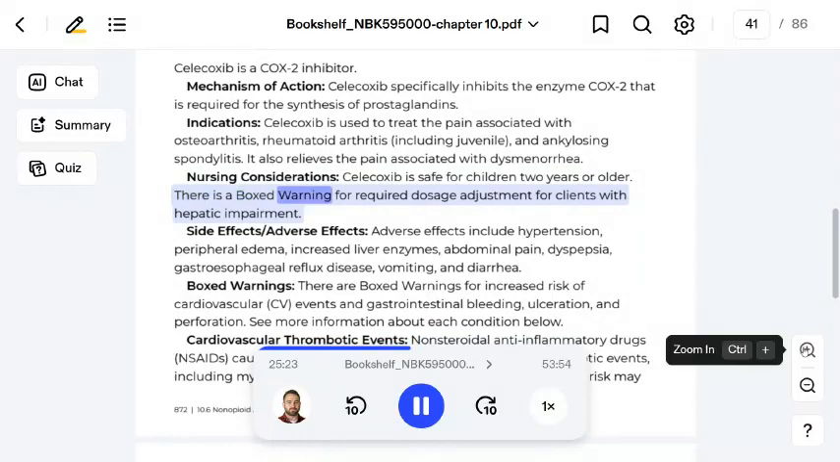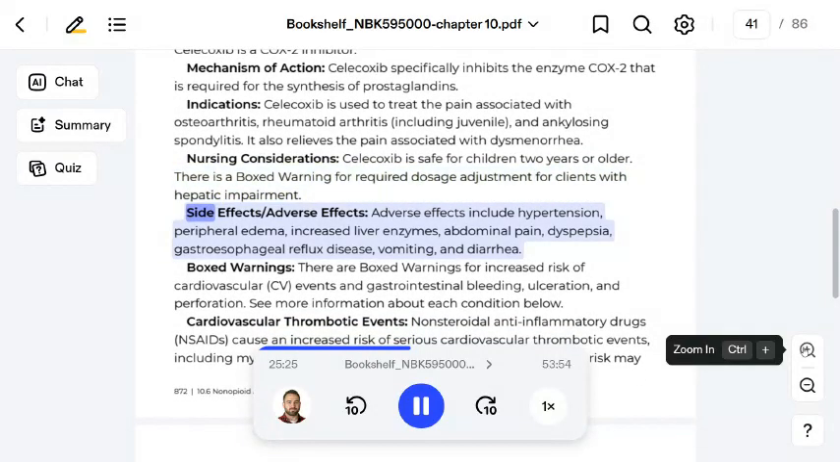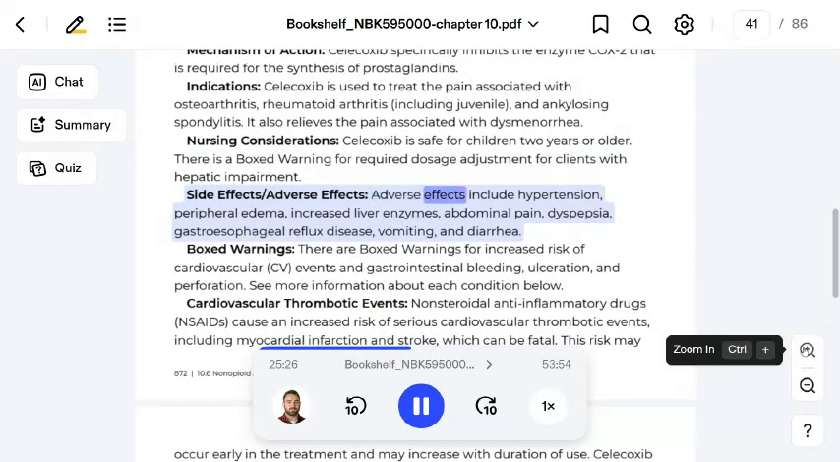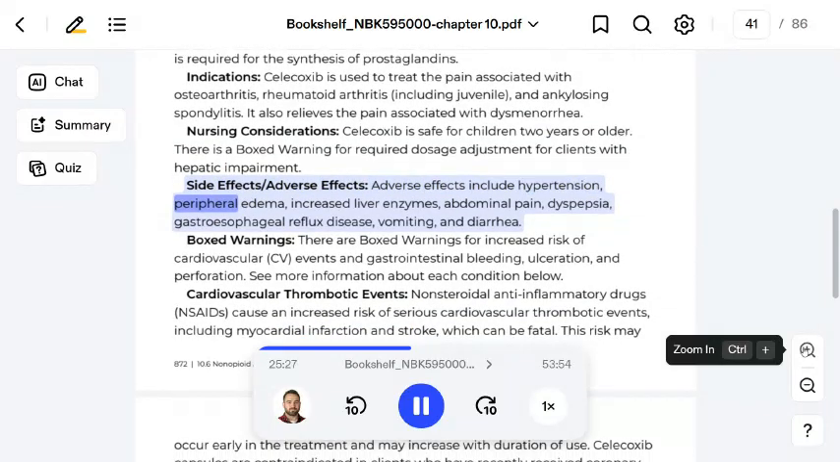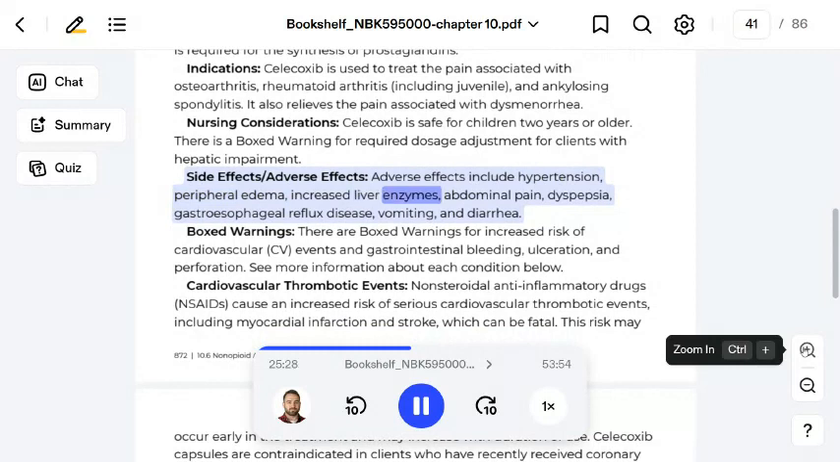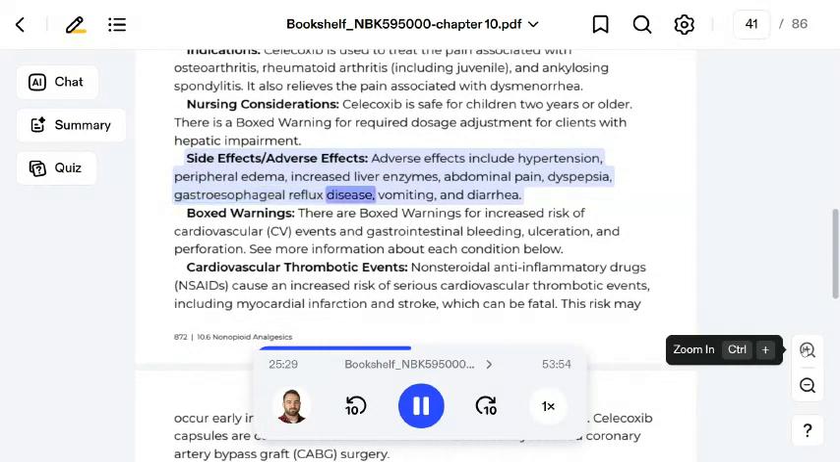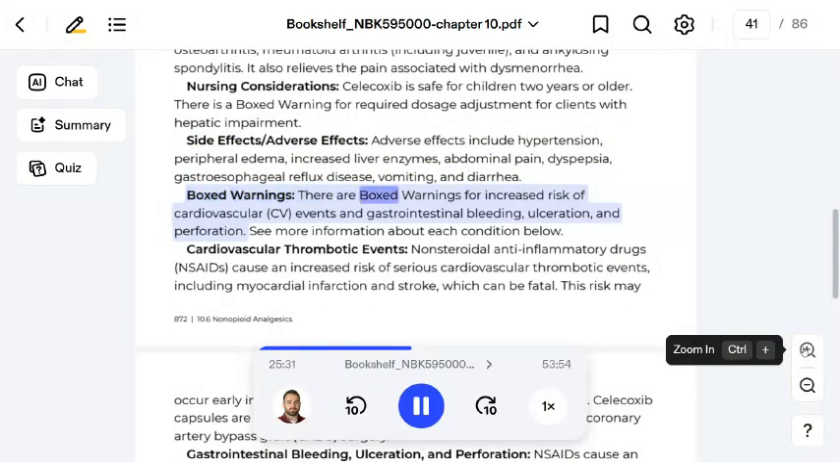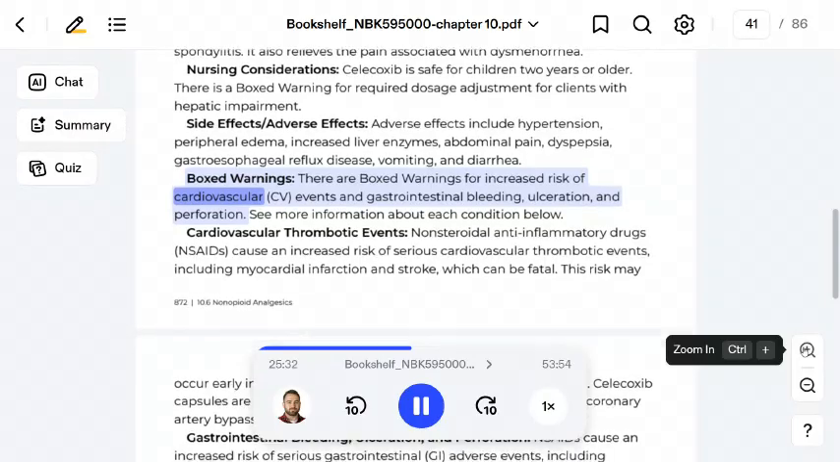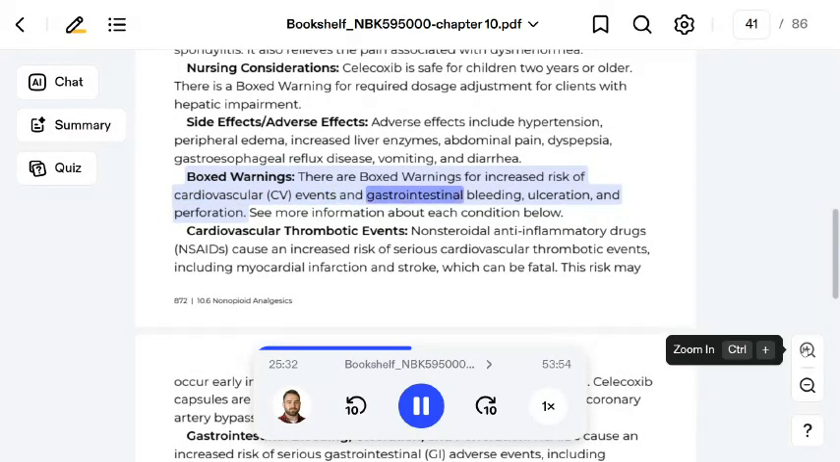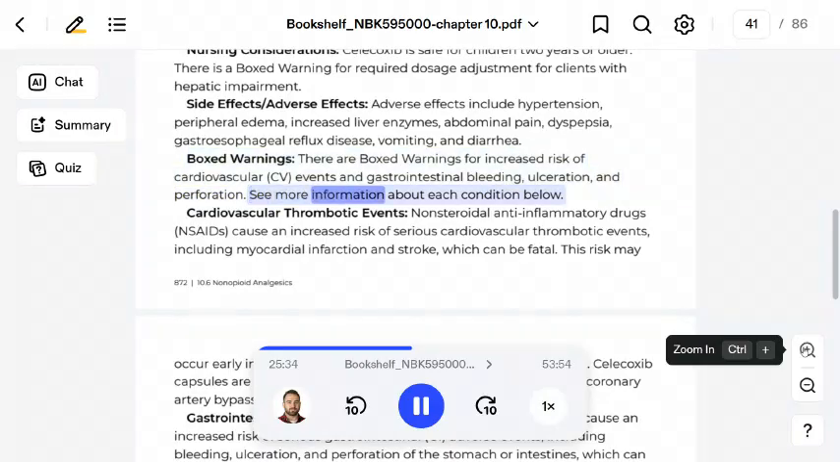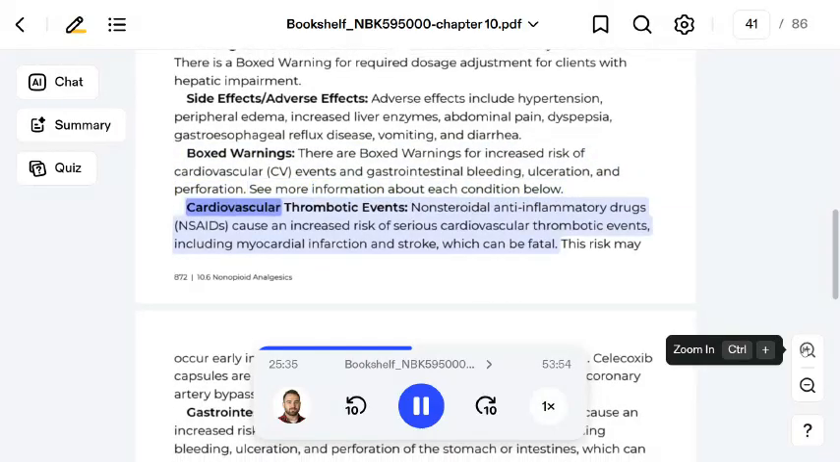There is a boxed warning for required dosage adjustment for clients with hepatic impairment. Side effects: adverse effects include hypertension, peripheral edema, increased liver enzymes, abdominal pain, dyspepsia, gastroesophageal reflux disease, vomiting, and diarrhea. Boxed warnings: there are boxed warnings for increased risk of cardiovascular events and gastrointestinal bleeding, ulceration, and perforation. See more information about each condition below.